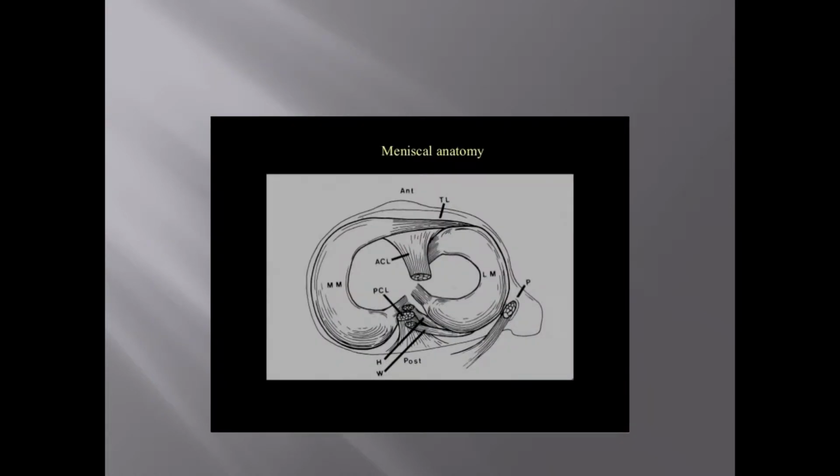So, on this slide I am showing the menisci, which are semicircular cartilages interposed between the femur and the tibia. These are fibrocartilaginous structures which are commonly injured in fast sports related injuries.